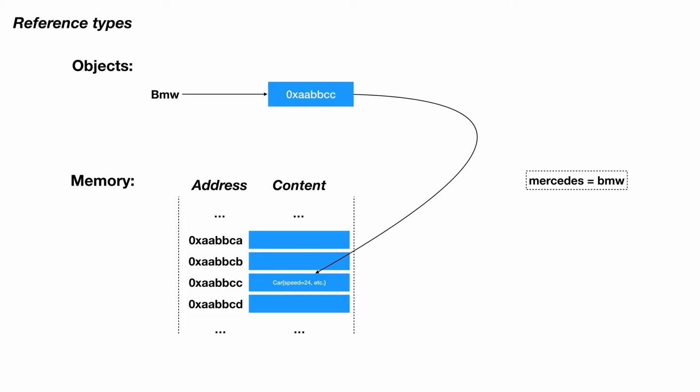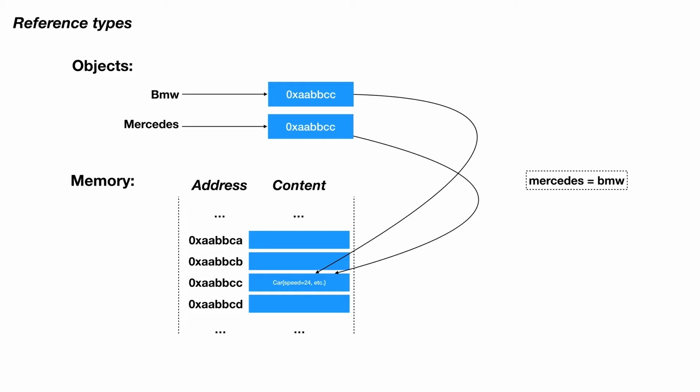Now, when we make this assignment, so the Mercedes object equals BMW, what happens is that the Mercedes object points to the same address in memory, which refers to the same content that the BMW object stores. So that's the main reason that when we update the value of the initial object, the BMW, this change is also reflected in the Mercedes object, because they actually point to the same memory location.